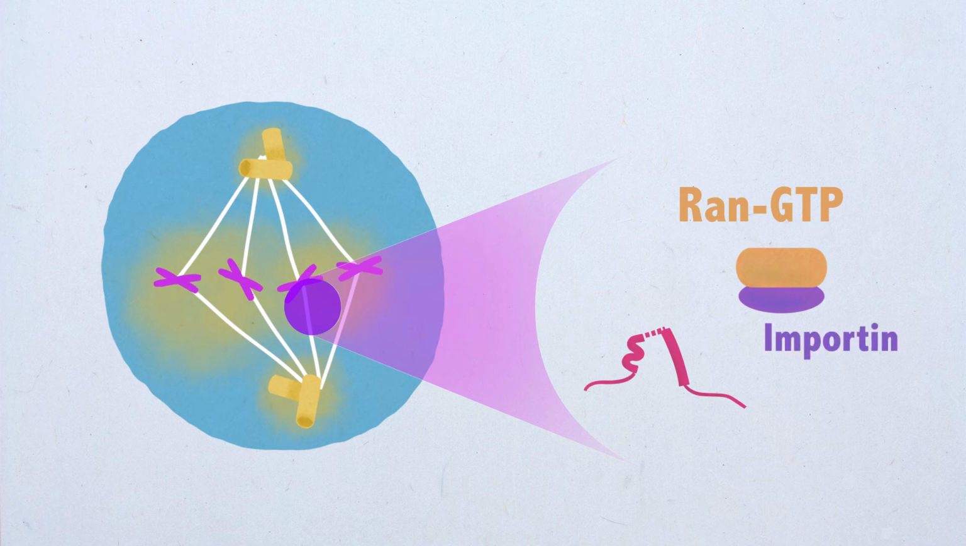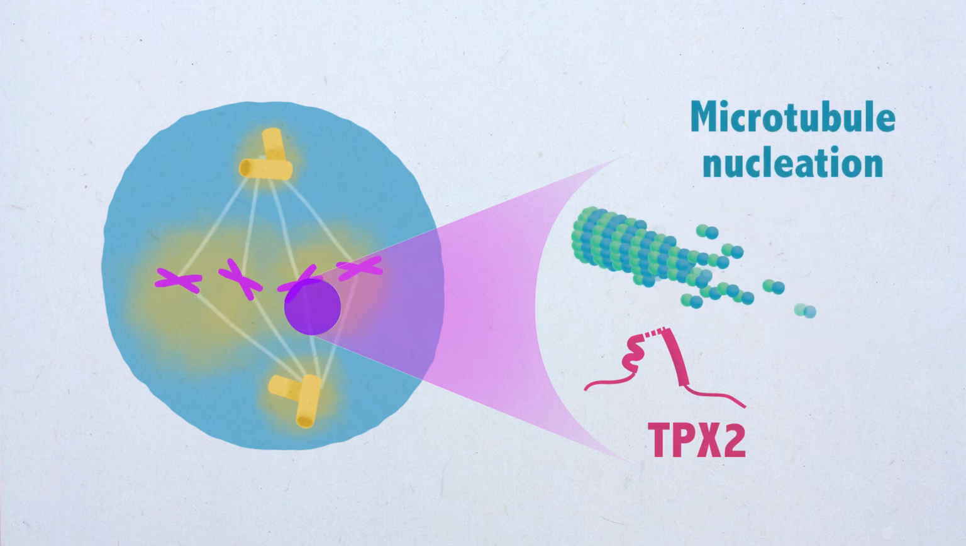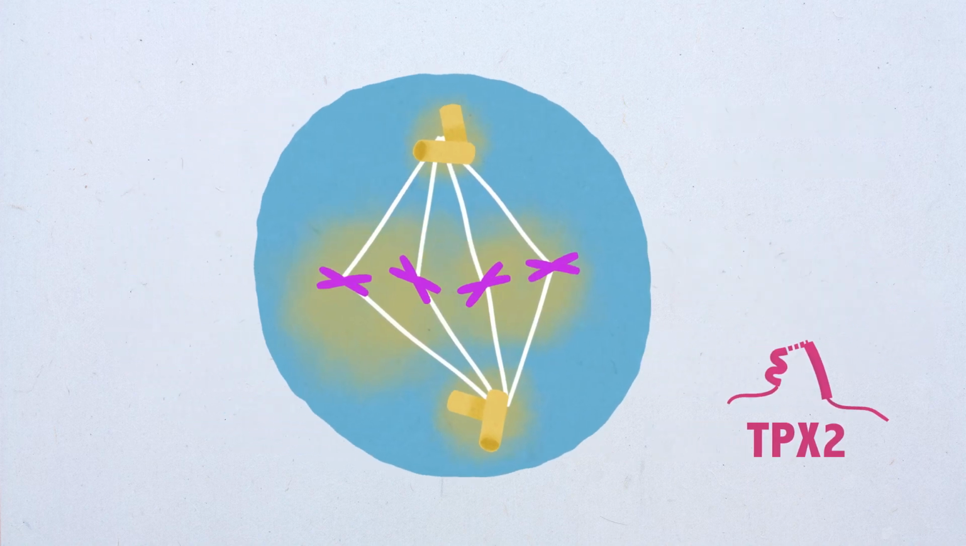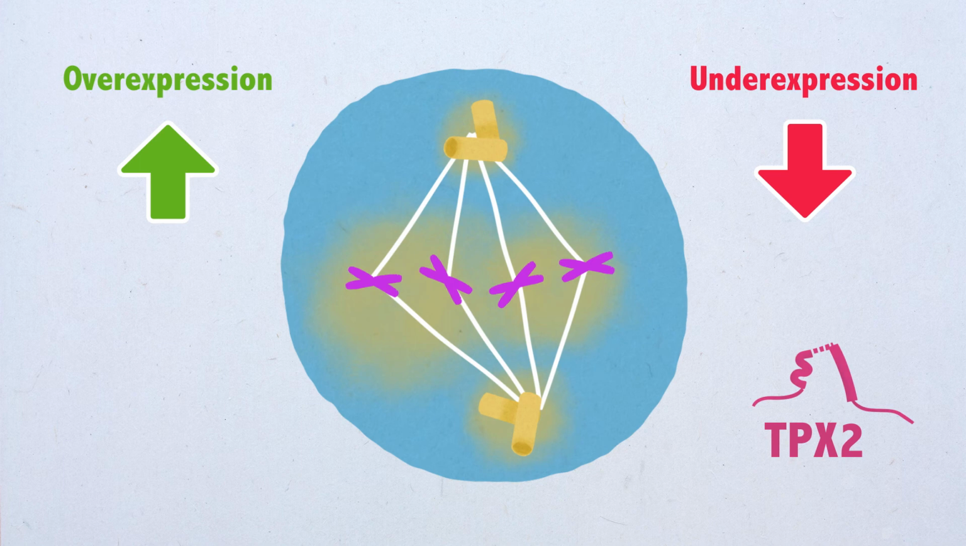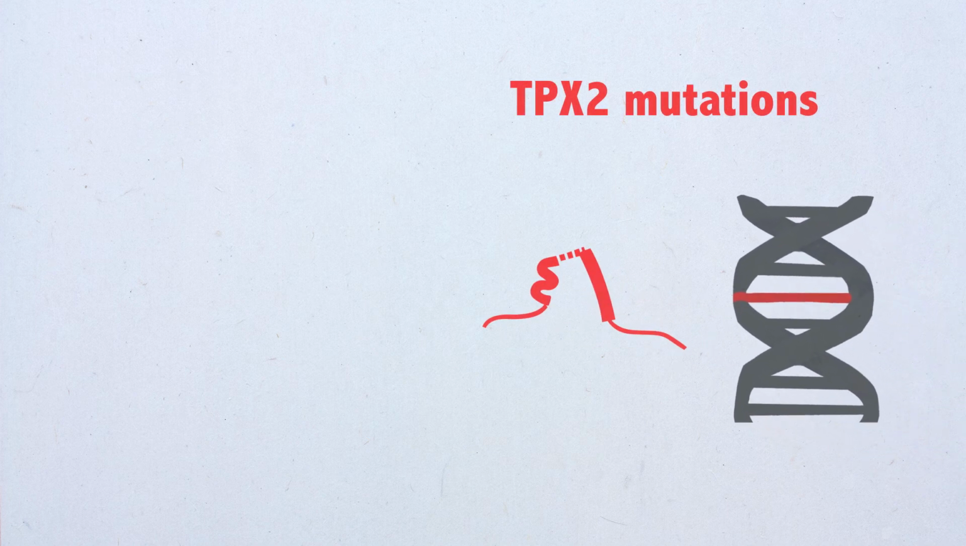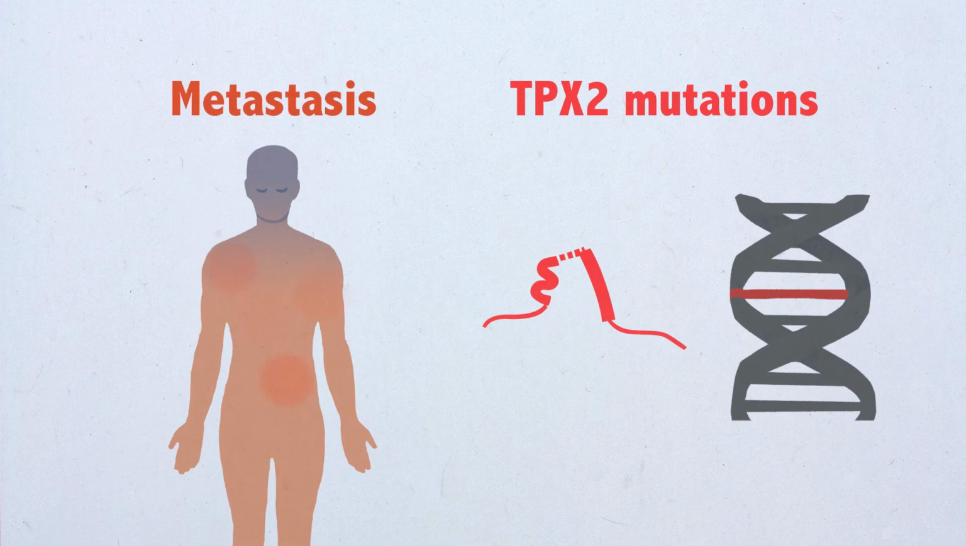a nuclear transport receptor. Among them is TPX2, an elongated protein having prominent roles in microtubule formation around chromatin. Both over- and underexpression of TPX2 perturb microtubule organization, leading to genomic instability, and mutations in TPX2 are correlated with high metastasis frequency in cancer patients.